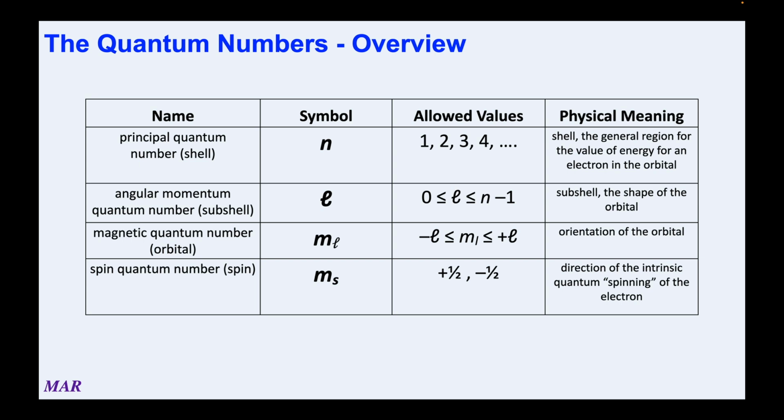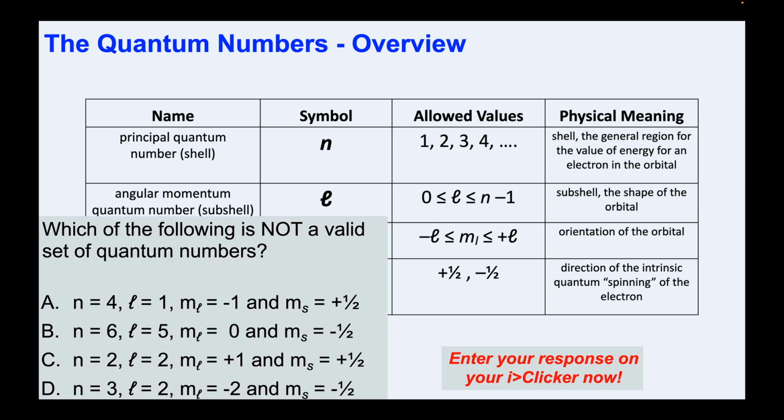M sub L are the orbital numbers. They go from minus L to positive L. And 0, by the way, is a valid value for both M sub L and L. But finally, M sub S, the spin number, positive and minus 1/2 only. You always start with the up arrows, the positive 1/2, then you go to the down arrows, minus 1/2, if there's leftover ones. So here's a question you might see.